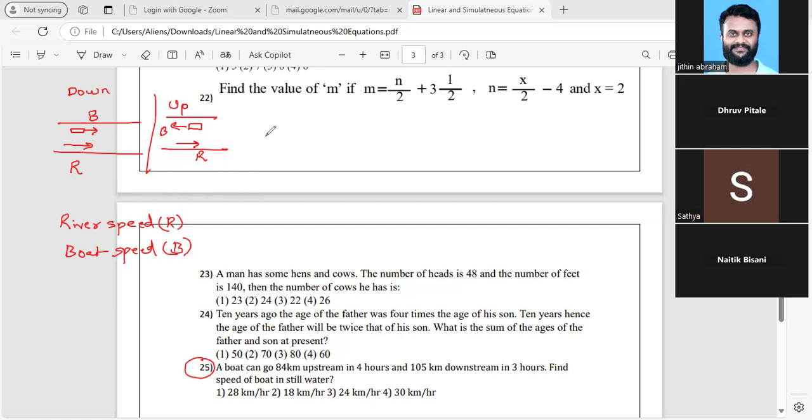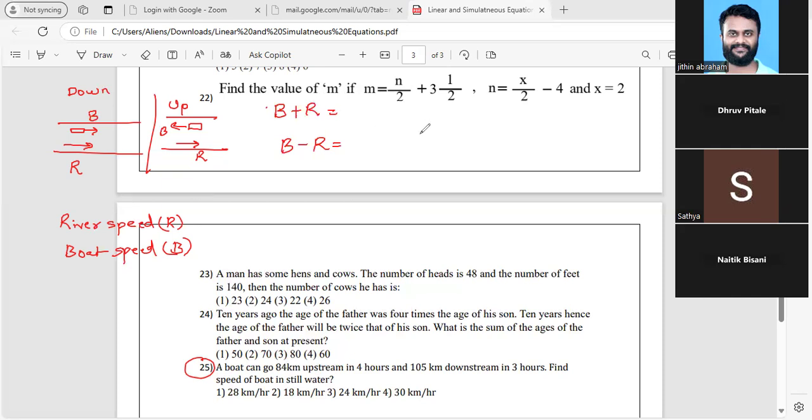Why is your speed more? Because the speed of the river gets added to the speed of the boat. So the total speed going downstream is the speed of river plus speed of boat. Okay, so far it's clear. And when it's coming upstream, the speed will be speed of boat minus speed of river. Any doubt so far? Why speed of boat minus river? It could be river minus boat also, right? Okay, I'll tell you the logic.